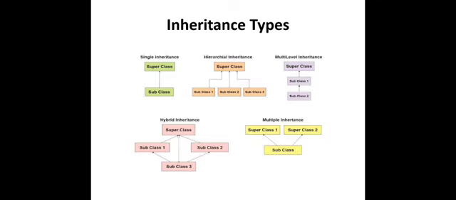Now let's see what are the types of inheritance. The first one is single inheritance, where the subclass is derived from the superclass. The next one is hierarchical. The next one is multi-level inheritance. The next one is hybrid inheritance. And the next one is multiple inheritance.